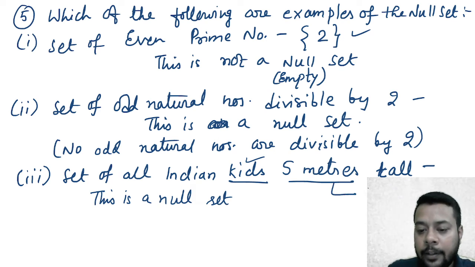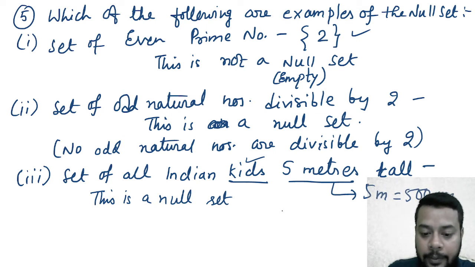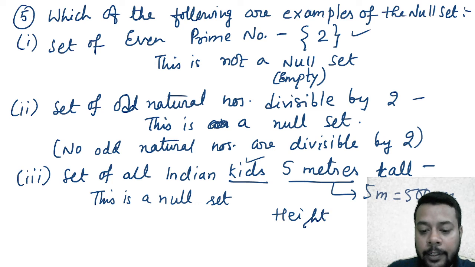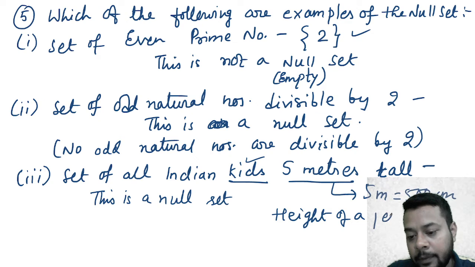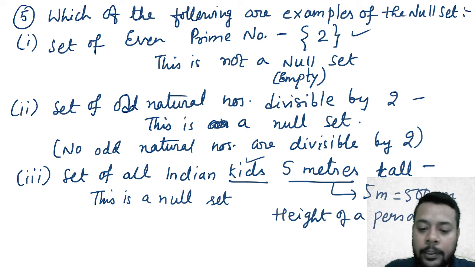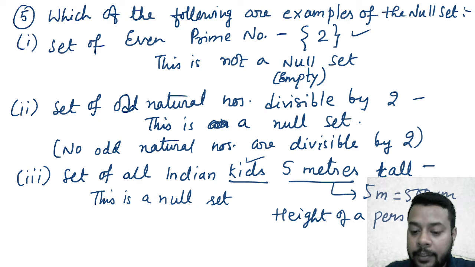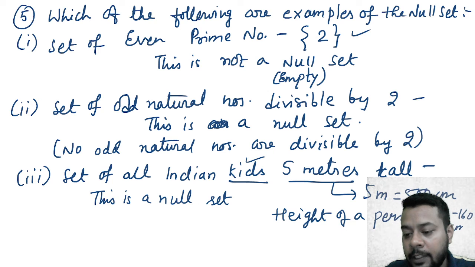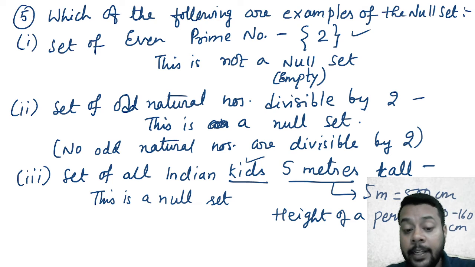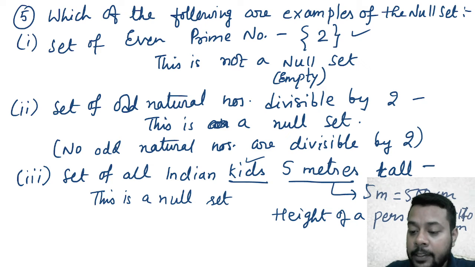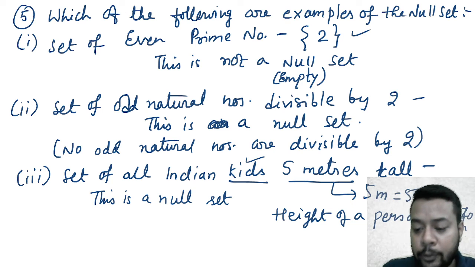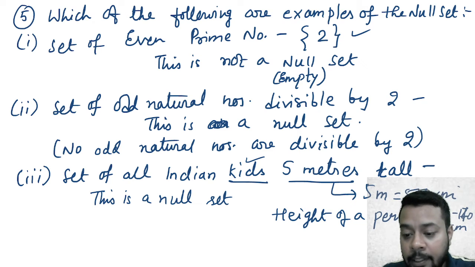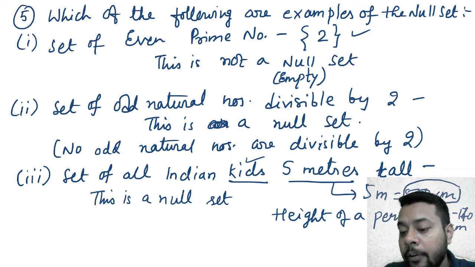See, try to understand. 5 meter is equal to 500 centimeter, right? And tall means it is related to height, the height of a person. There is no such definite value, but it is generally seen around 150, 160 centimeter highest. If I take the tallest height, you can say 170, right? There's no such definite value, but the main thing is the height of a person can never be 500 centimeter.